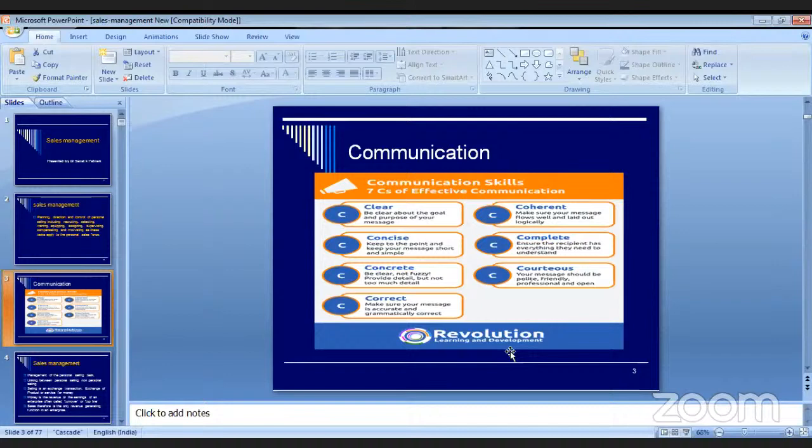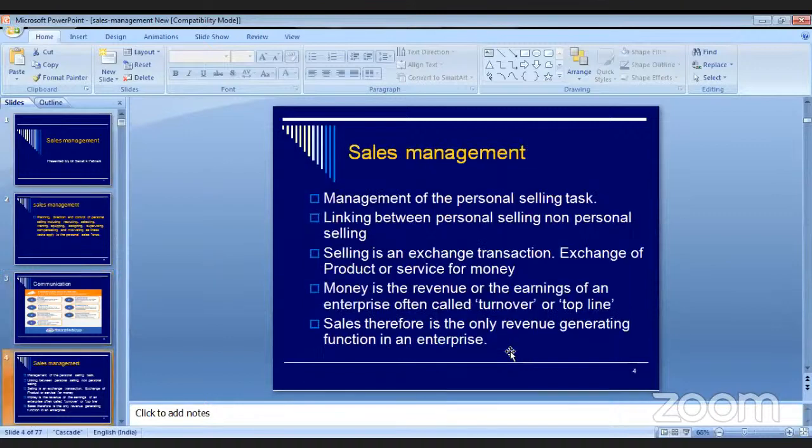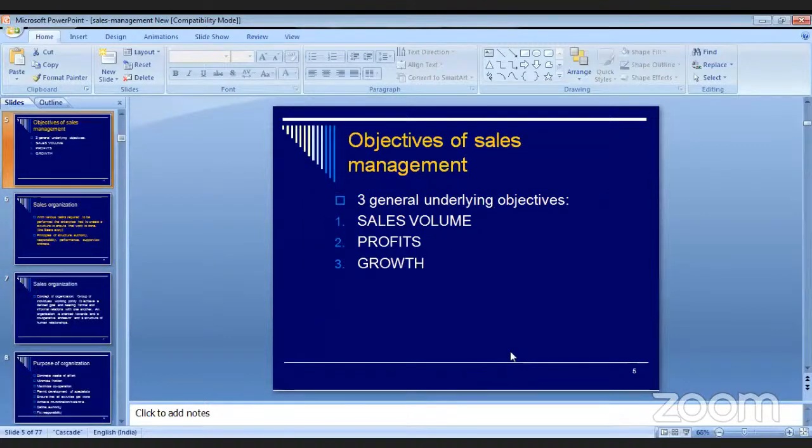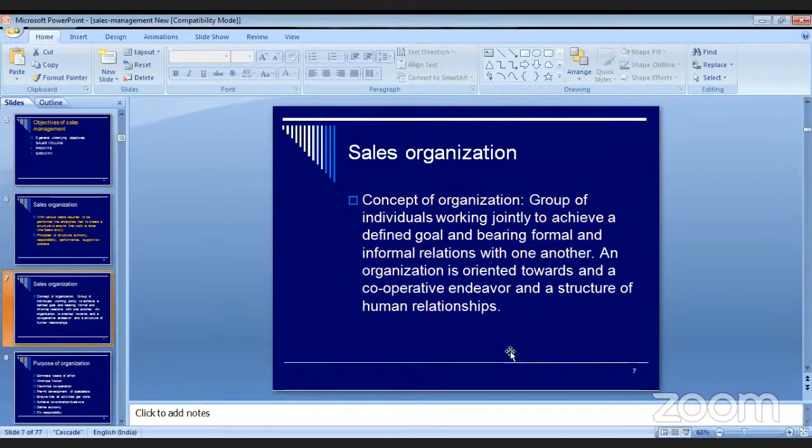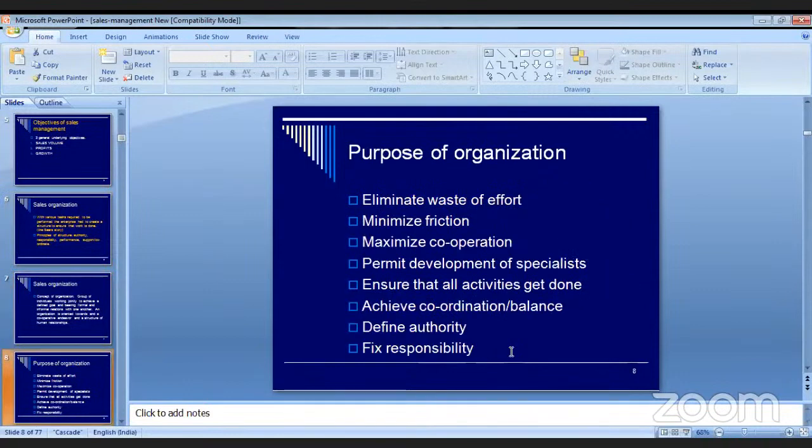Yes, sir. Okay. So I have already covered communication and the different types of communication. This sales management we have covered. Then the objectives of sales management, sales volume, profit and growth, we have covered. Then we will go next to sales organization, the purpose of sales organization, and the different sales organizations. Line structure and line-staff structure were already discussed in management and will be completed within a few seconds.